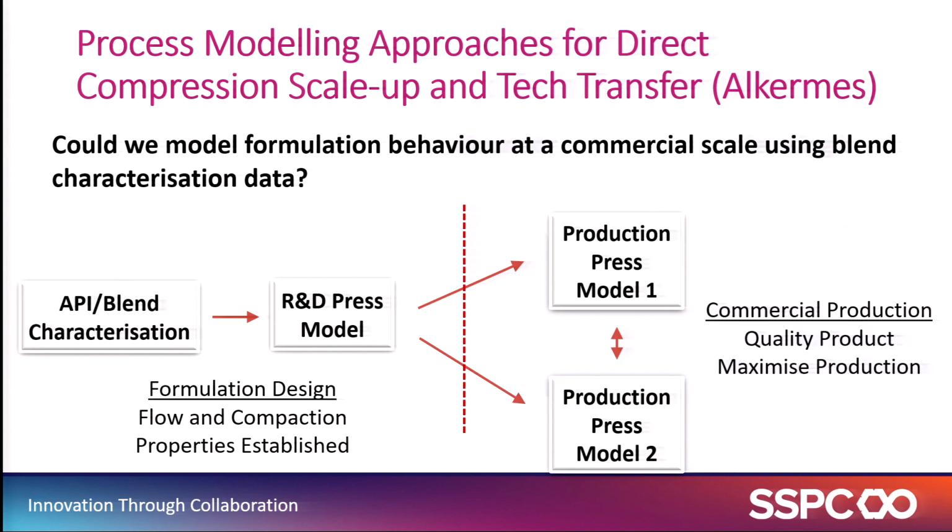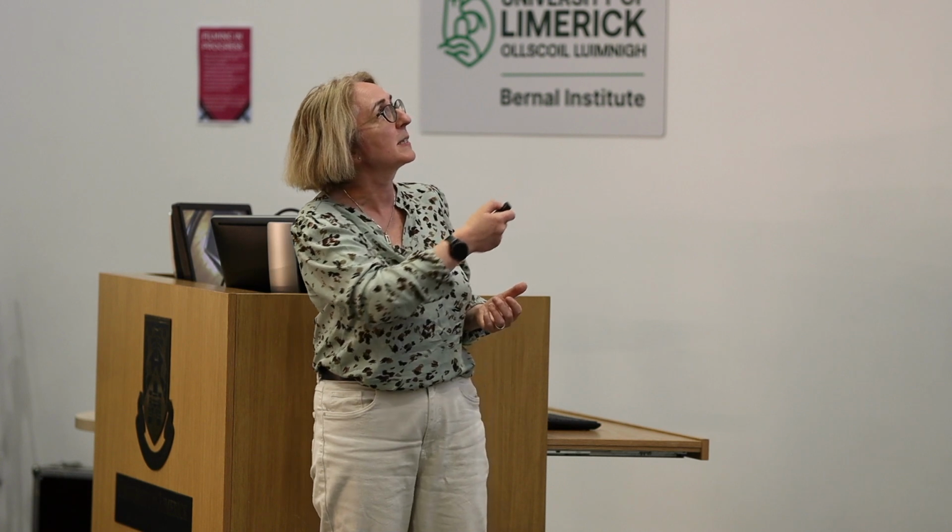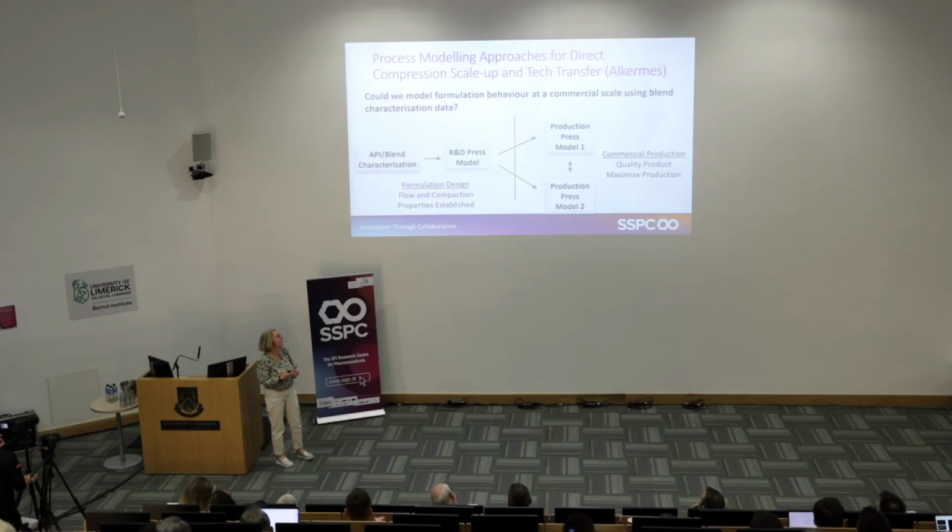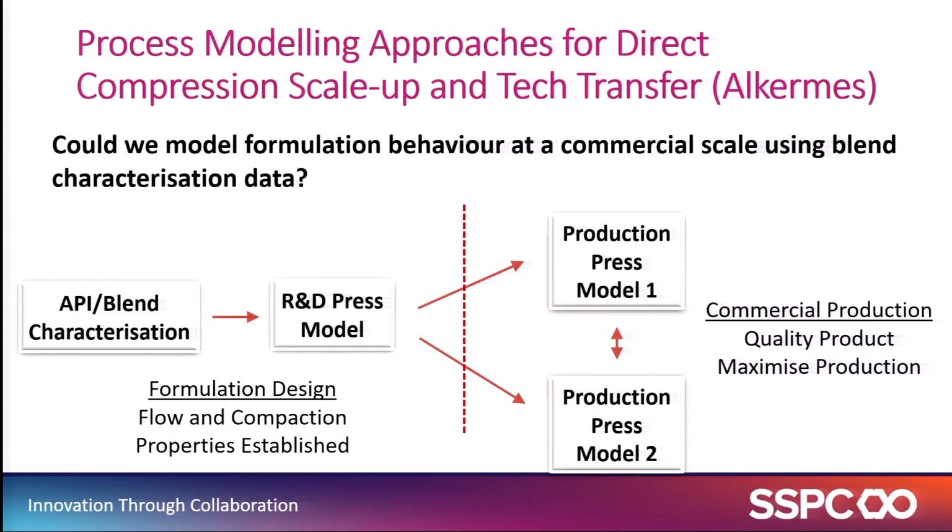So when we start taking our API and we want to manufacture a simple thing like a tablet, the simplest way is blend it with your excipients and compress it. Then we can characterize this powder for flow, compaction, and segregation, whether it segregates. So we can establish those properties. And then the next step is to put that on a R&D, a smallish scale tablet press, and to see how it tablets, how it manufactures.